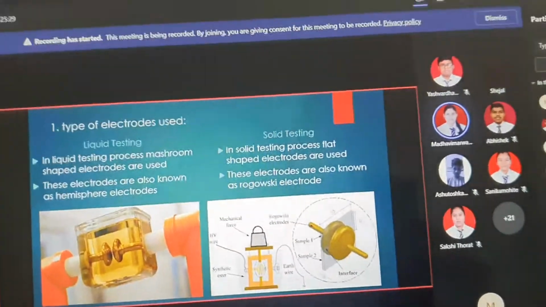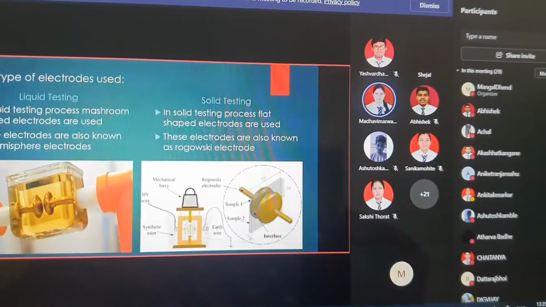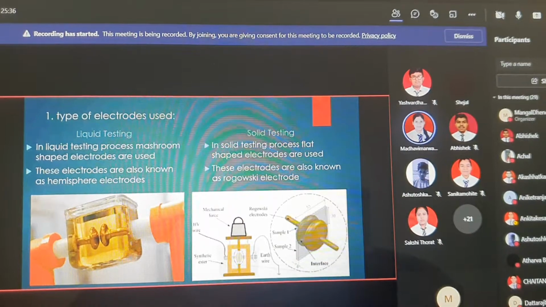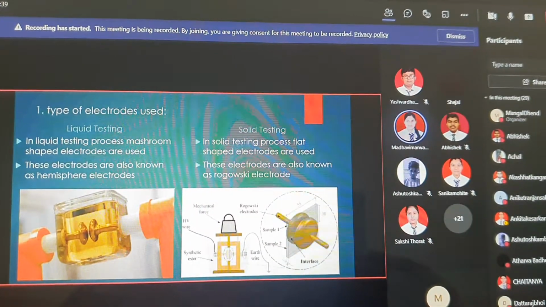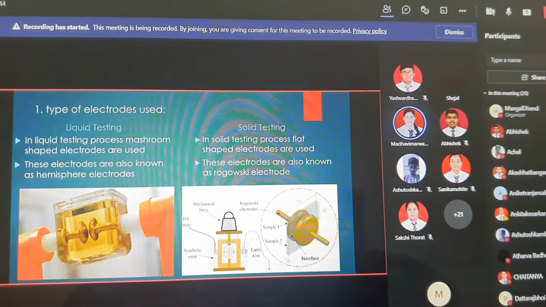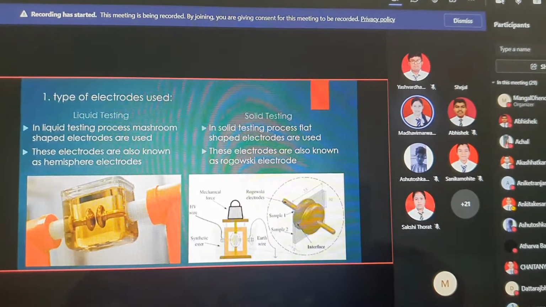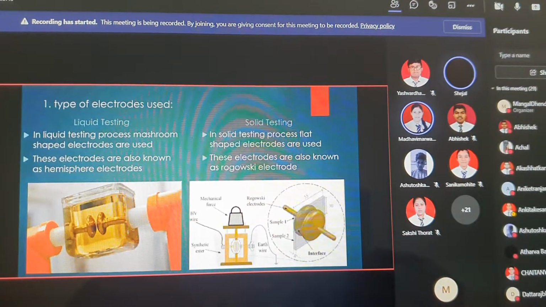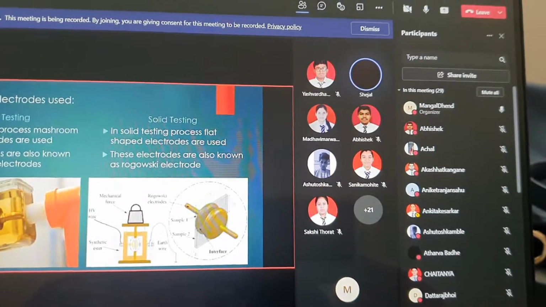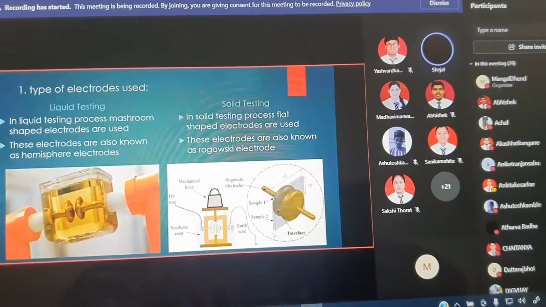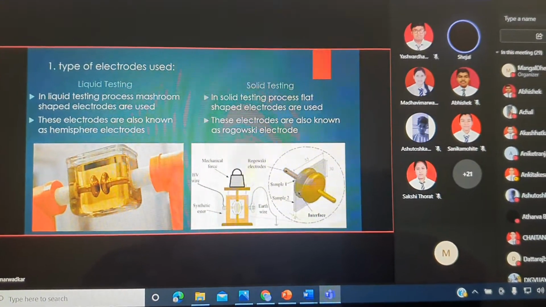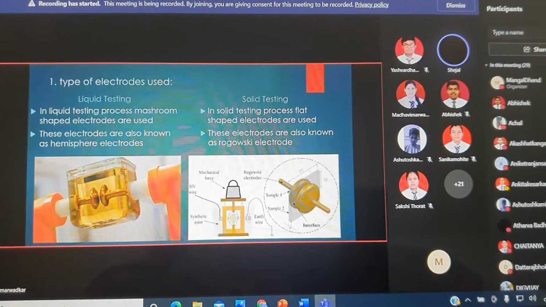As I'm explaining the point of liquid testing, in the liquid testing process, the mushroom shaped electrodes are used, and these mushroom shaped electrodes are also known as hemisphere electrodes. But in the solid testing process, the flat shaped electrodes are used, and these electrodes are also known as Rogowski electrodes. As you can see in the below diagram, the flat shaped electrodes.